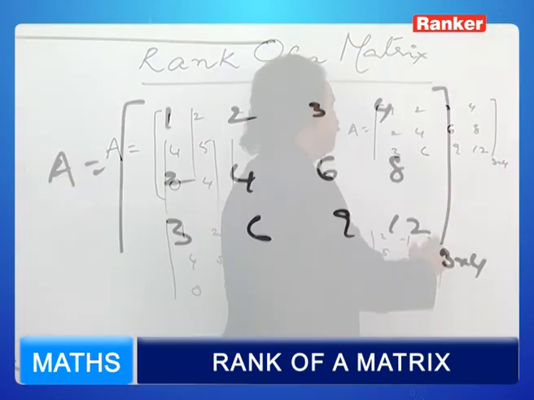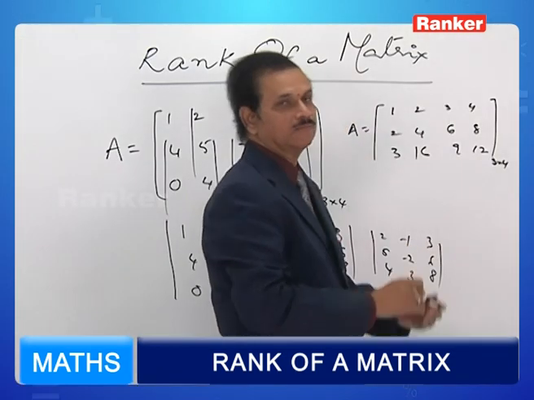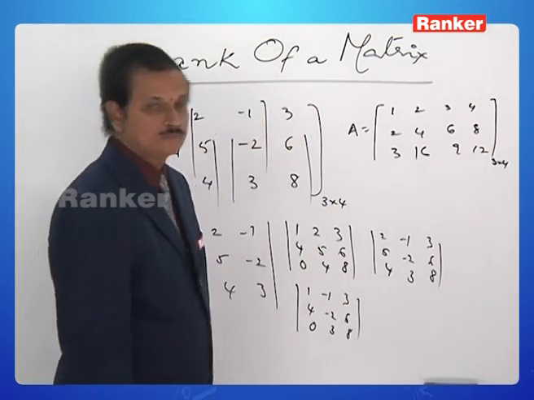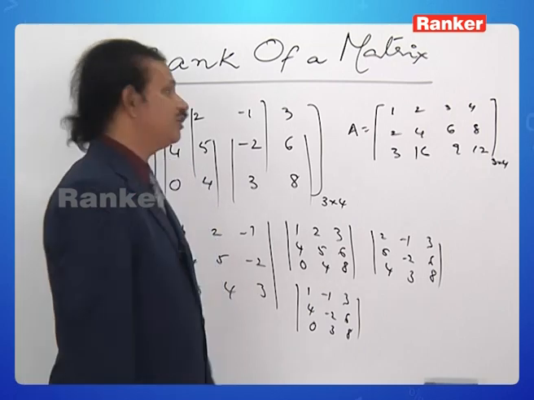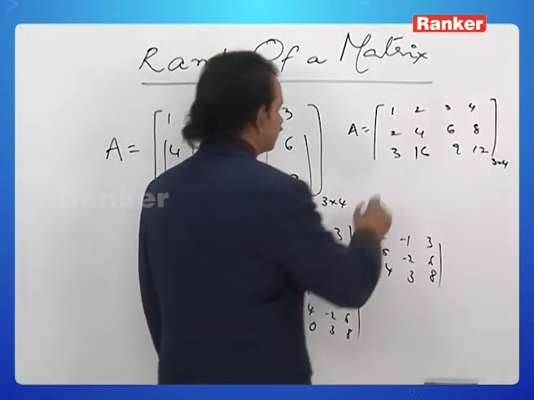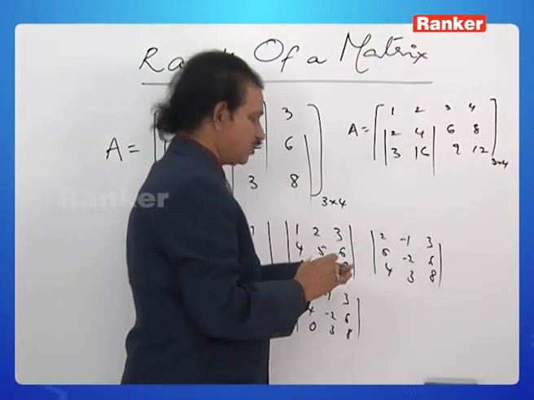Well, I'm changing this to be some 16. Now you tell me, can you have a non-zero minor of order 3? You cannot. Can you have a non-zero minor of order 2? Of course, this is the 2 by 2 minor. 32 minus 12 is a non-zero minor.